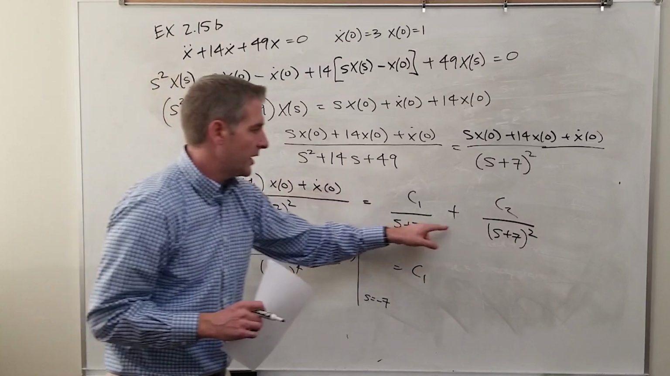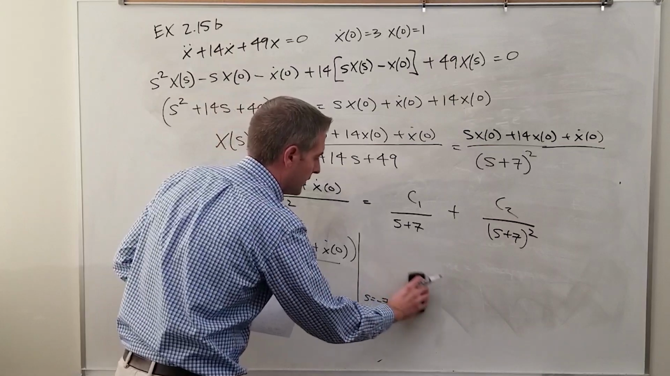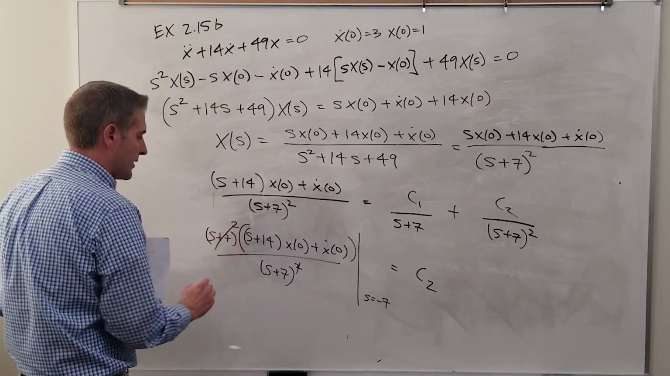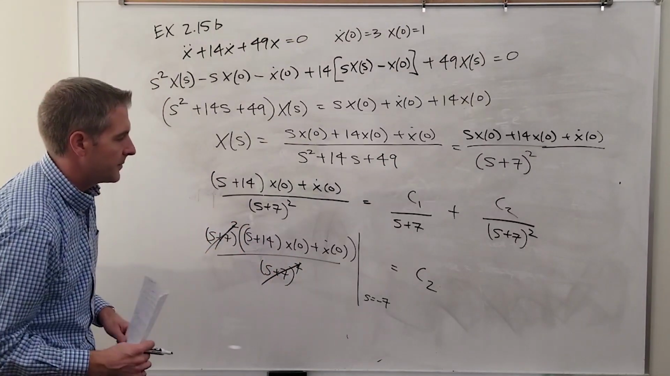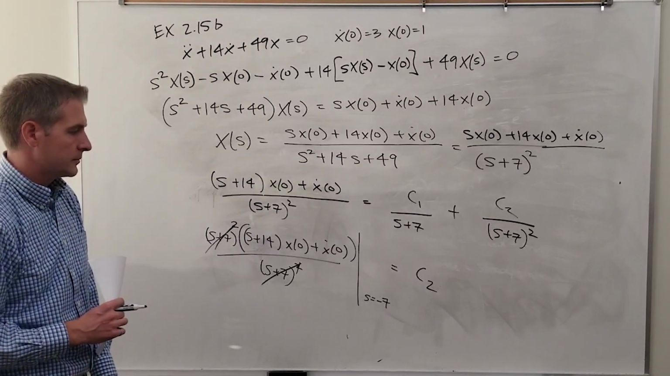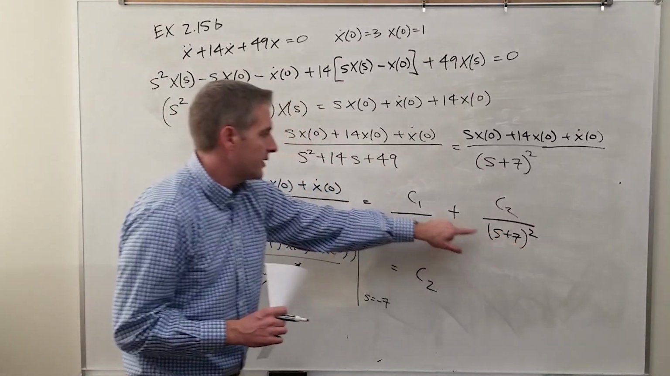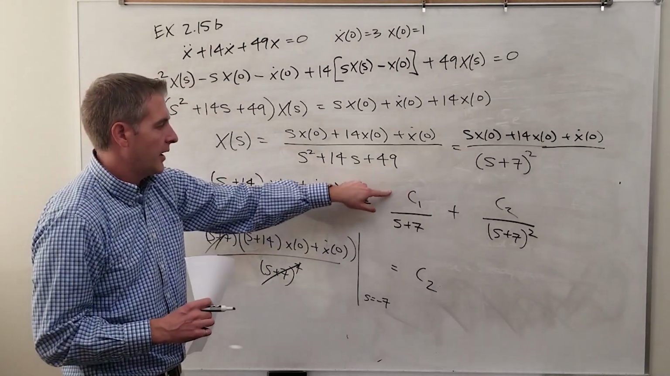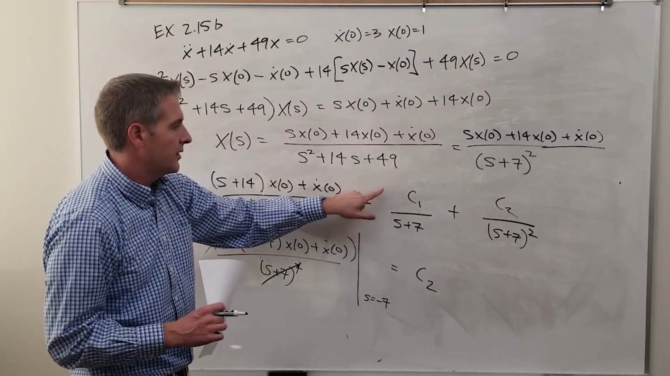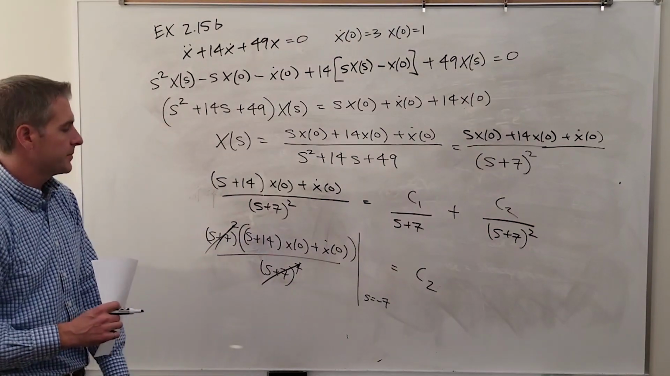What if I multiplied both sides by (s+7) squared? Well, this becomes C2, and I can square this term, and then I can finally cancel off both of these right here. Why can I do that? Because when I multiply by (s+7) squared on the top and the bottom, on the top I can cancel one of those off, and then when I replace this term with s equals minus 7, this whole value becomes 0, and I can at least find the coefficient in front of this term, but not the other one.